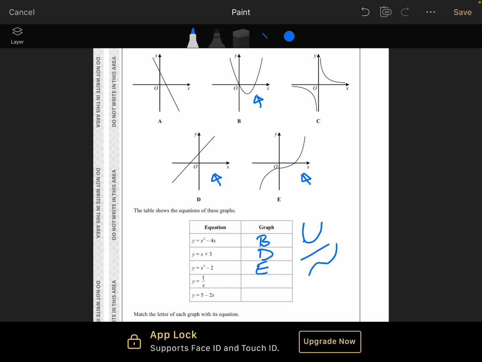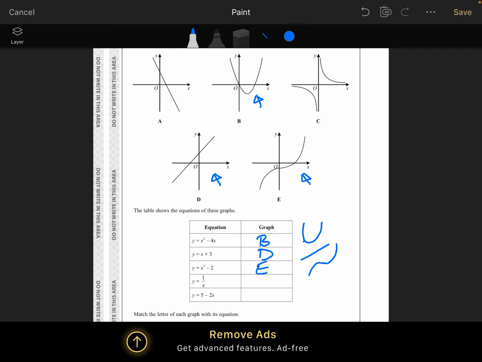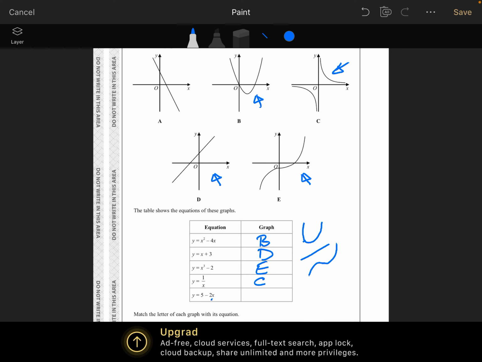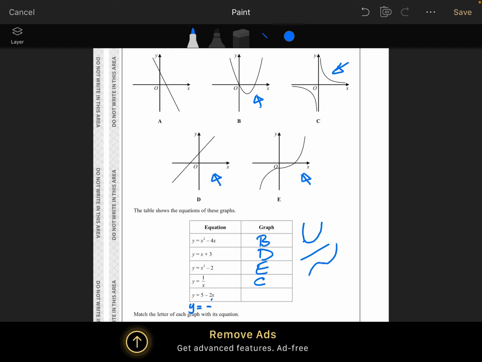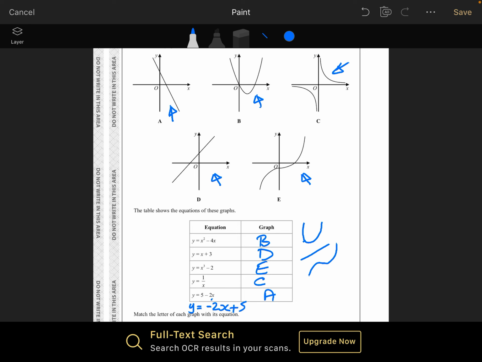Y equals 1 over x is a reciprocal graph. And it's this one here. You might not be able to spot that one, but you can do it by a process of elimination. So that one is C. The next one, if I rewrite y equals 5 minus 2x in the normal format where we've got the x bit first, we've got y equals negative 2x plus 5. Now that's a straight line graph with a negative gradient. There is only one straight line graph with a negative gradient, and that is A.